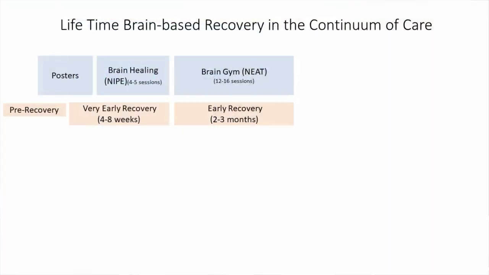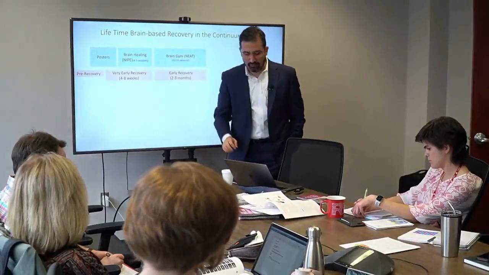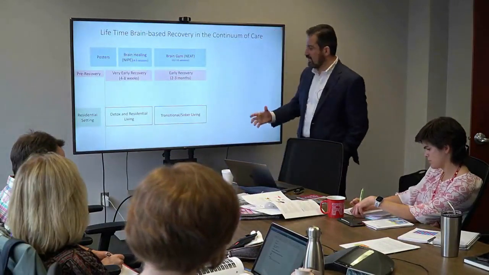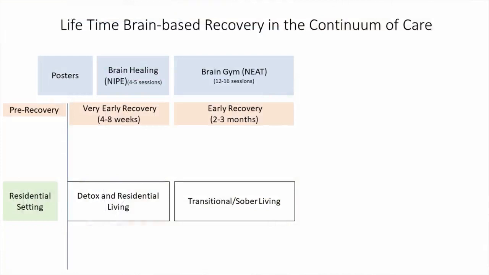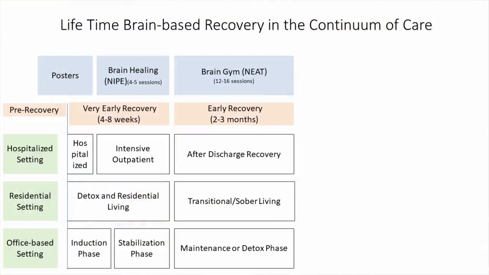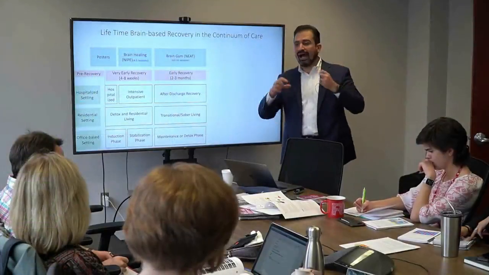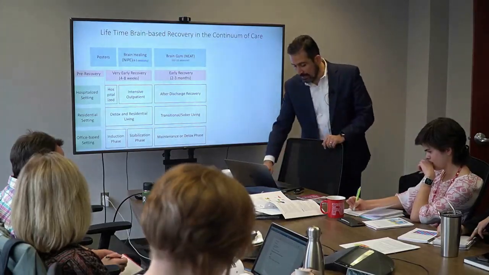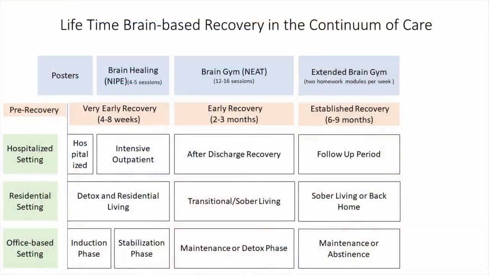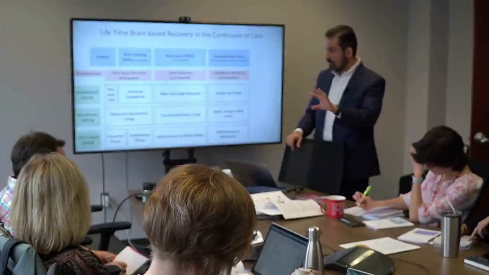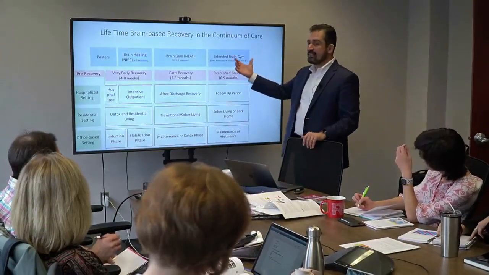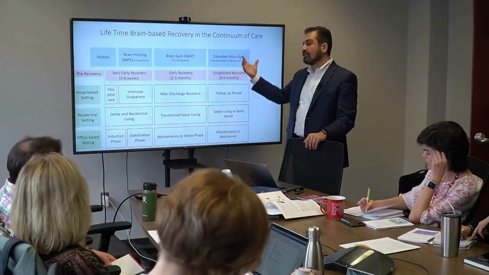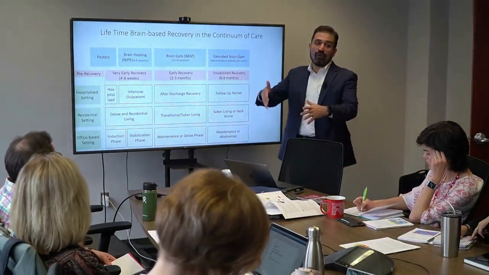We can use the brain healing for the early recovery, and then something for longer recovery. Based on the setting, whether it is residential, hospitalized, or office-based, people need to define how they are going to use this material in different settings. What is the timing? And then we have another brain gym book: for those who finish the brain gym for recovery, we provide the extended brain gym, which has another 16 sessions of training on top of what we are providing.